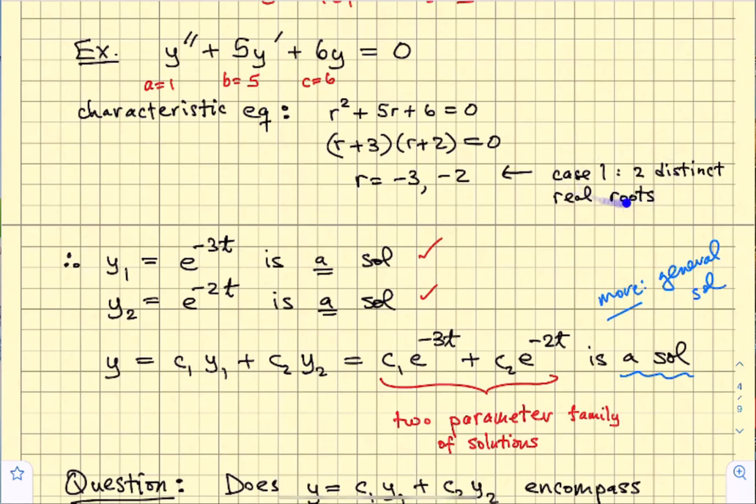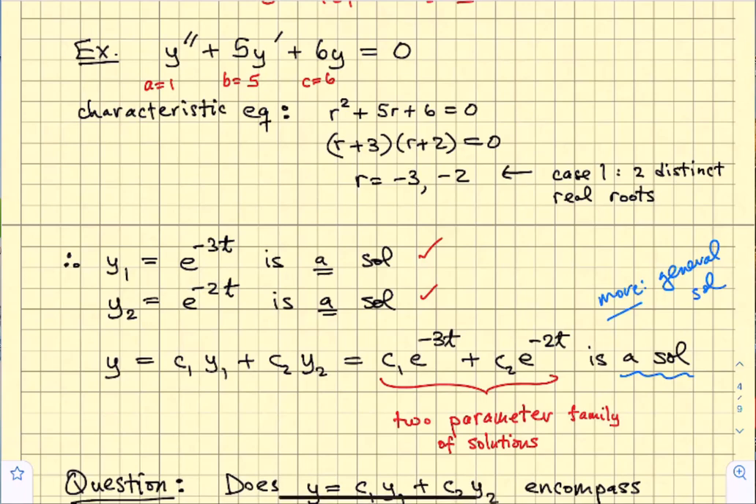Notice this is case 1 where we have two distinct real roots, two different real roots. So it tells us that one solution is e to the minus 3t, another solution is e to the minus 2t. Because remember, we were looking for solutions of the form e to the rt. We just happen to find two different values of r, so we get this 2-for-1 special where we get two solutions when we were just seeking any solution.